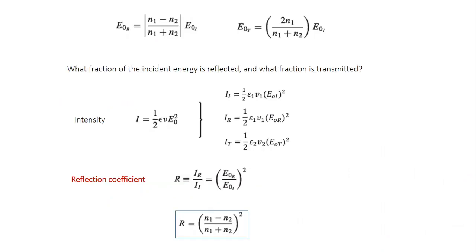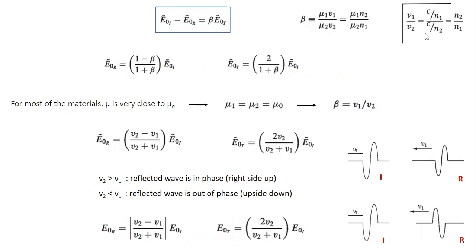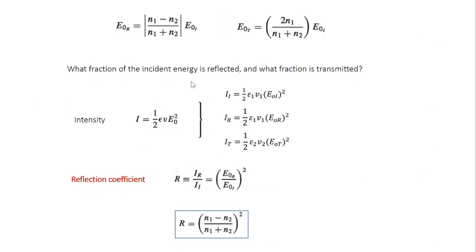Or in terms of refractive index, you can rewrite the equation. Remember the relation V equal to C by N. So if you rewrite this equation in terms of refractive indices, you get E naught R equal to (N1 minus N2) divided by (N1 plus N2) into E naught I, and E naught T equal to 2N1 divided by (N1 plus N2) into E naught I. So these are the relations between the incident, reflected and transmitted fields.